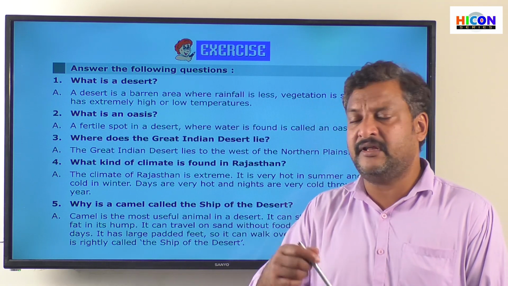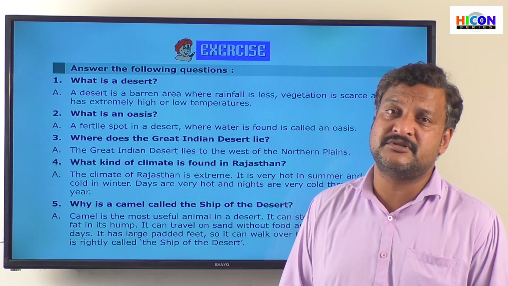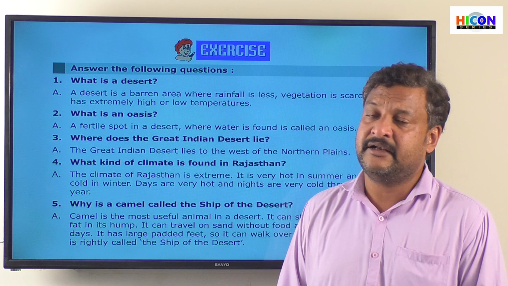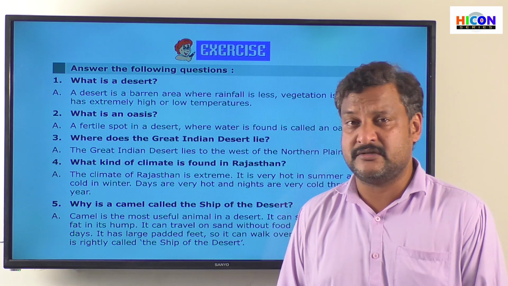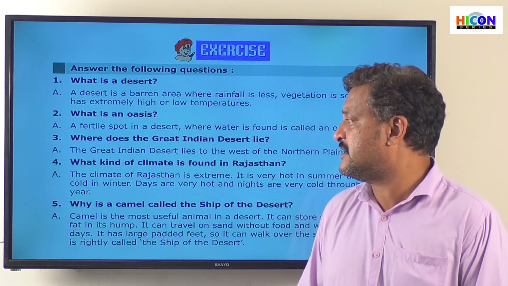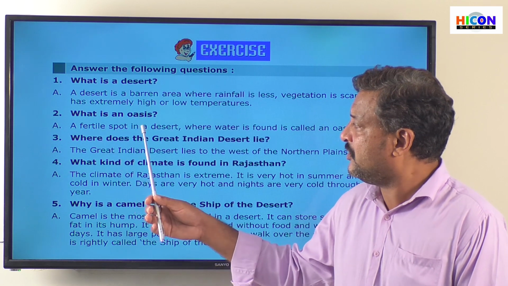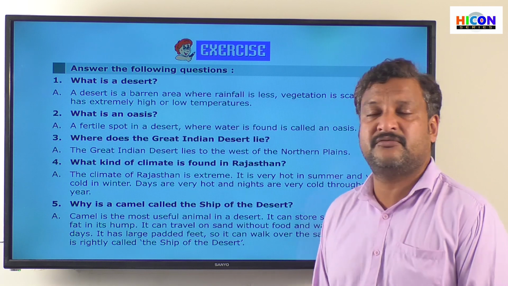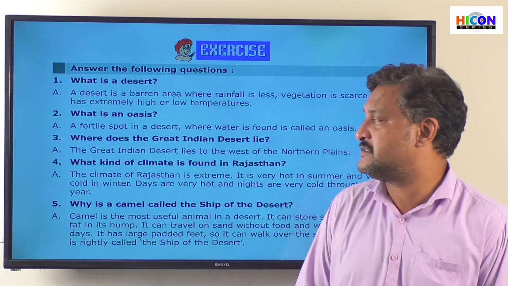And the soil around that region also supports the crops, and then we can see some people living in that region. And these regions are called oasis, right? So what is an oasis? The fertile spot in the desert where water is found is called an oasis.